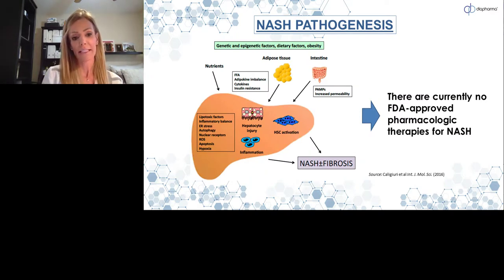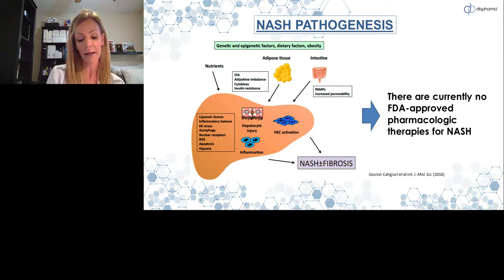NAFLD is a complex and multifactorial disease. NASH progression results from numerous events originating within the liver, as well as from signals derived from the adipose tissue and the gastrointestinal tract. There is now a consensus for a multi-hit theory that suggests that NASH is the consequence of several insults acting in parallel in addition to hepatic lipid accumulation to cause disease progression.